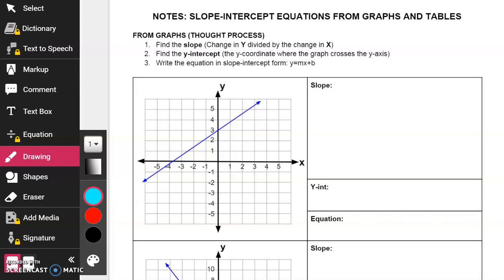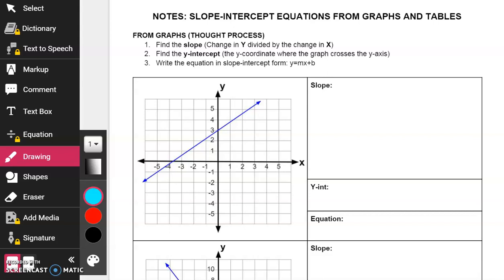Hey guys, today we're going to talk about how to write slope-intercept equations from graphs and tables. This video will specifically look at graphs, and then your second video will look at tables. So here we go. When we're looking at graphs, this is our process at the top.